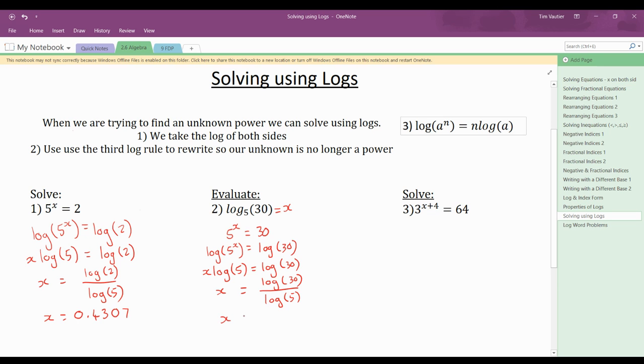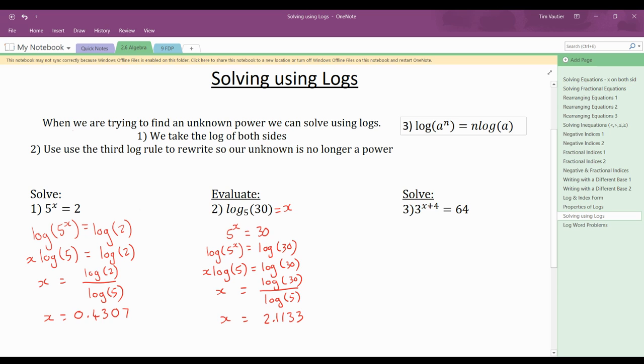And so that means that x will be equal to 2.1133. And that makes sense if you think about it. 5 to the power of 2 is 25. 5 to the power of 3 is 125. So to get to 30, we're just going to have to be just a little bit bigger than 5 squared to make that work.